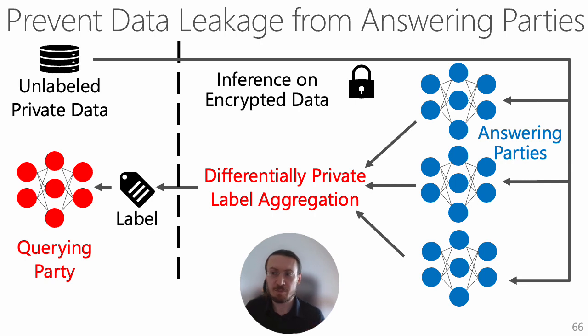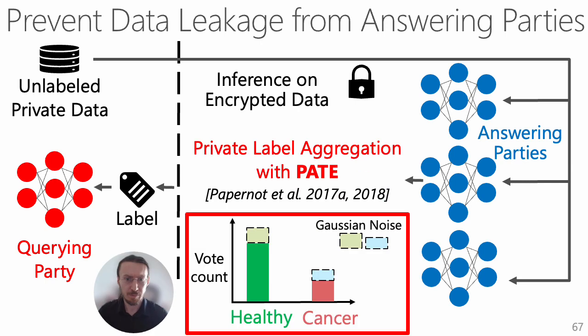PATE aggregates labels from the answering parties to create a histogram. For example, if we have a binary classification task to decide if a given patient is healthy or has cancer, the labels from the answering parties create a histogram with the number of votes per class. Then, for differential privacy, we add Gaussian noise to vote counts. Finally, we take the argmax of the histogram and return the label, in this case being healthy.